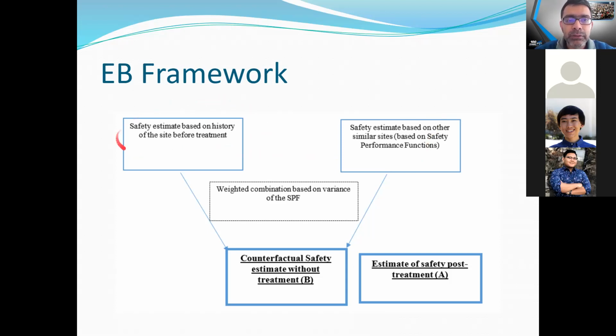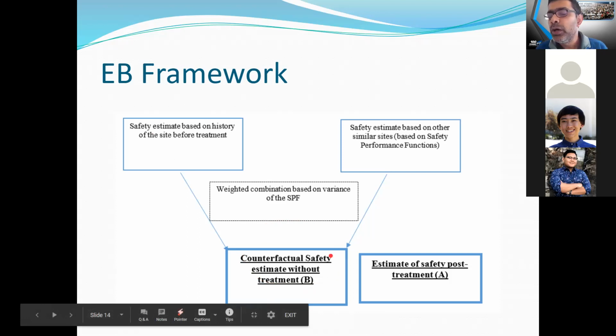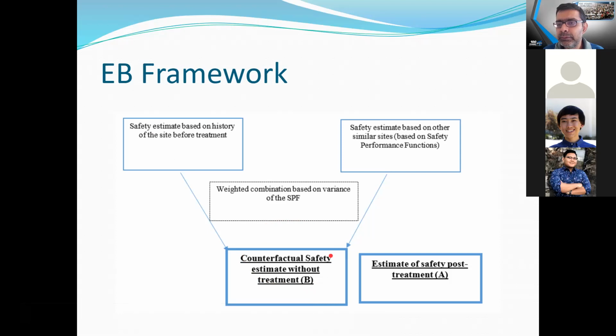Okay. And then you will also get a number, like a 3-year average, from your site. So that will be this piece. And then you combine them using some weighted average. Okay. And we'll learn how to get this weighted average. Once you combine these two sets of evidence using a weighted average, that gives you the counterfactual safety estimate without the treatment. That means that it gives you what would have happened had you not applied the safety treatment.